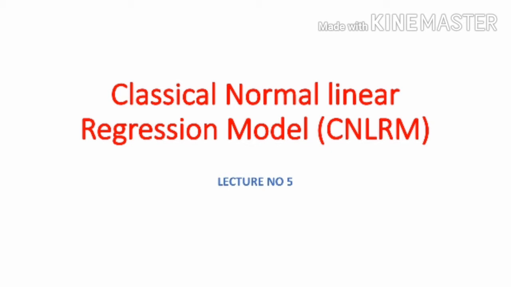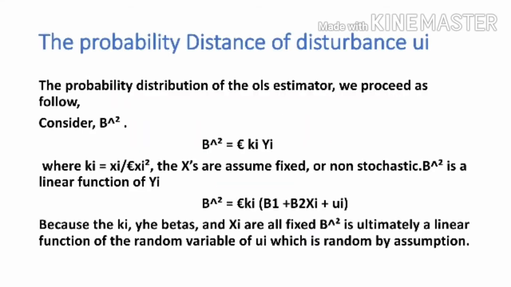Next lecture, number 5. The topic is the classical normal linear regression model, short form CNLRM. We will look at the probability distribution of the disturbance ui and the probability distribution of the OLS estimator. We proceed as follows. Consider beta hat 2.